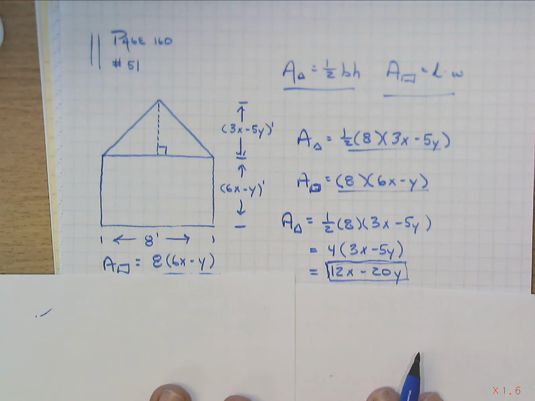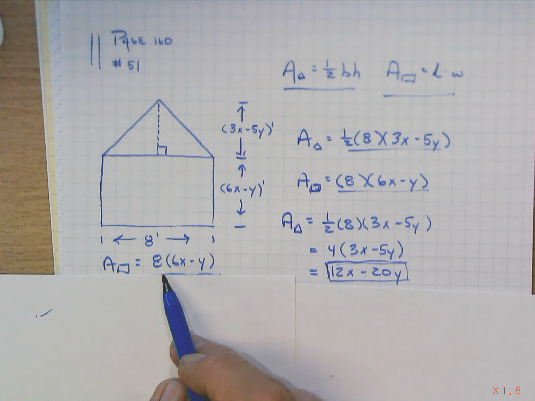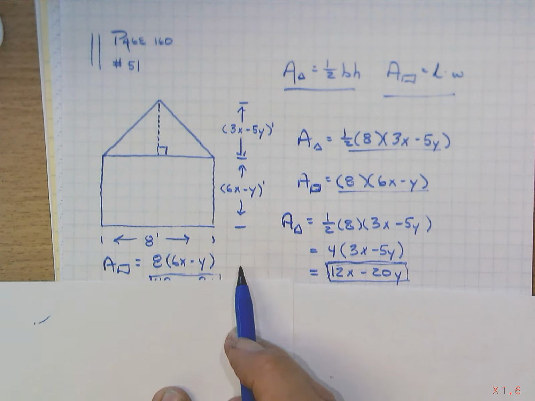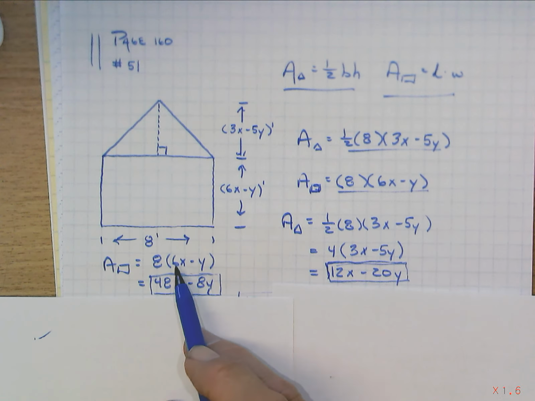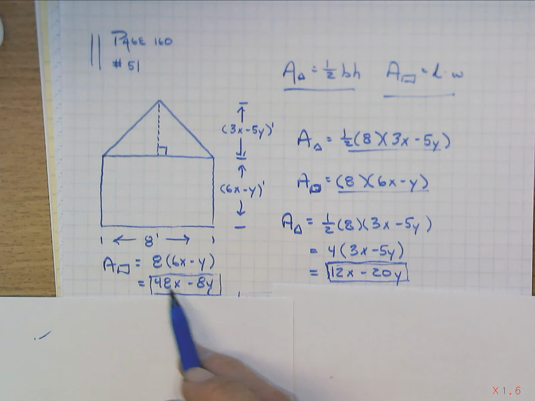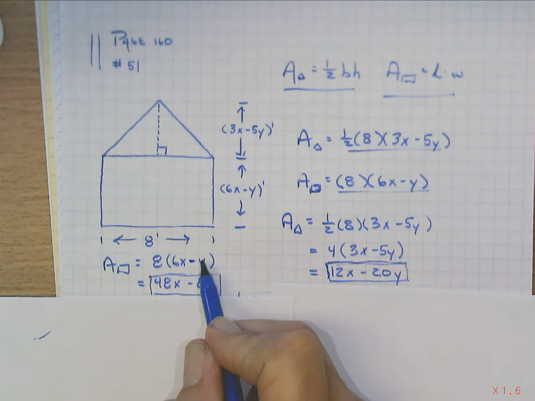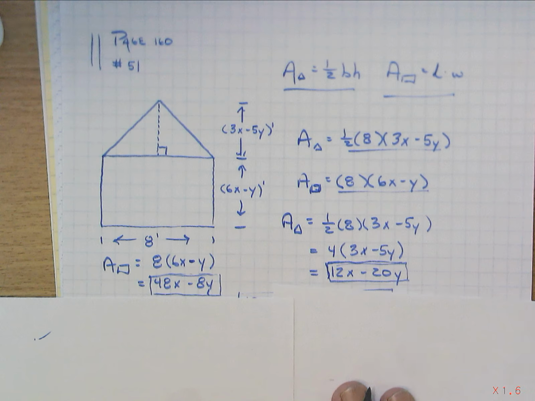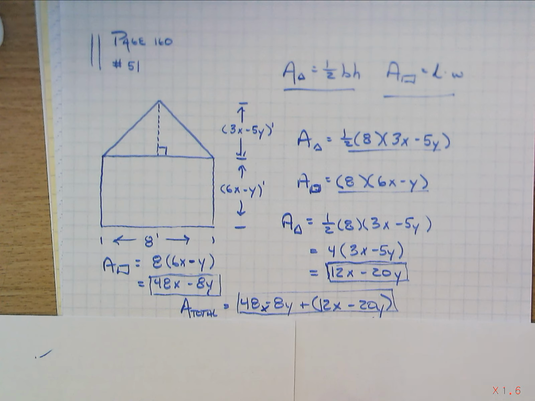So then we'll move on to the rectangle. The quantity 8 times 6x minus y will give us 8 times 6x is 48x. 8 times negative y is minus 8y. And then we will add those together.